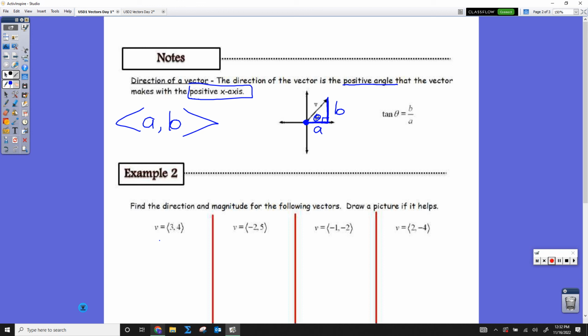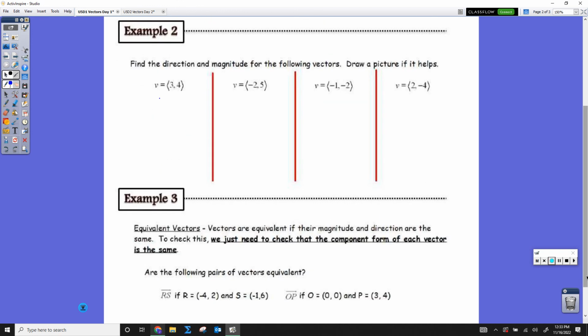Okay, so let me go down here to example 2. What's really going to help you is if you draw pictures of these, because they're going to give us some really good visuals. So we're going to do two things: find the direction and find the magnitude. I'm going to draw this vector. What quadrant do you think it's in? First quadrant, right? We know that it has lengths of 3 and 4, horizontal and vertical. You can probably do that in your head, which I hope you can, but if not, it's okay.